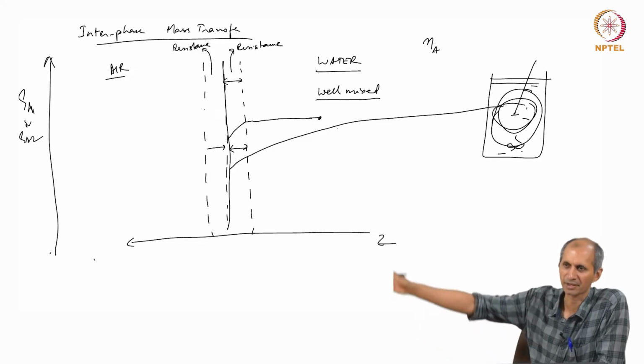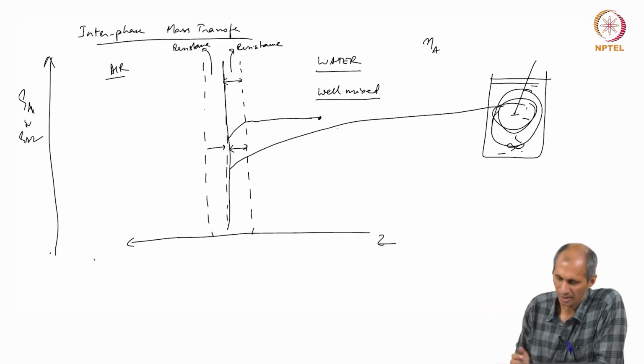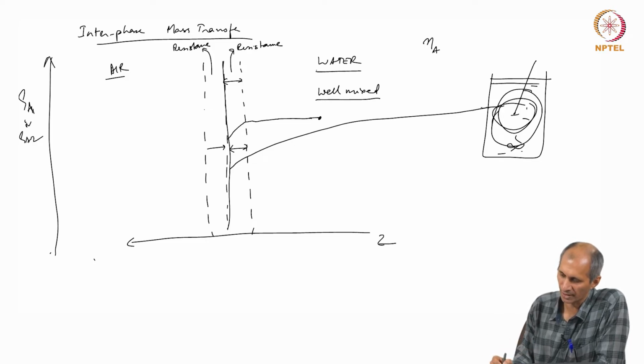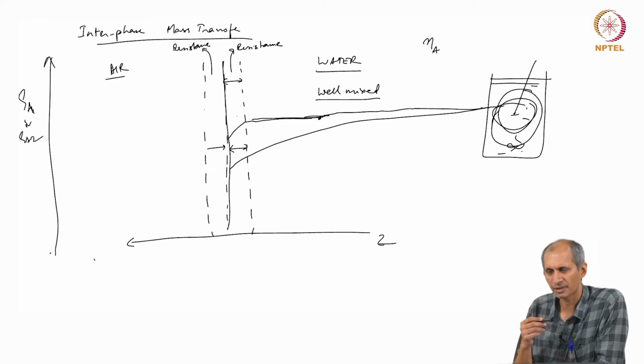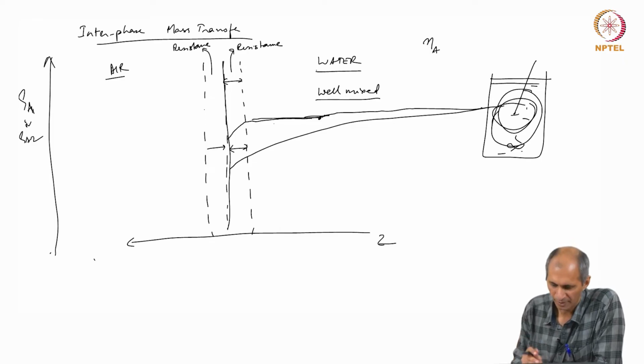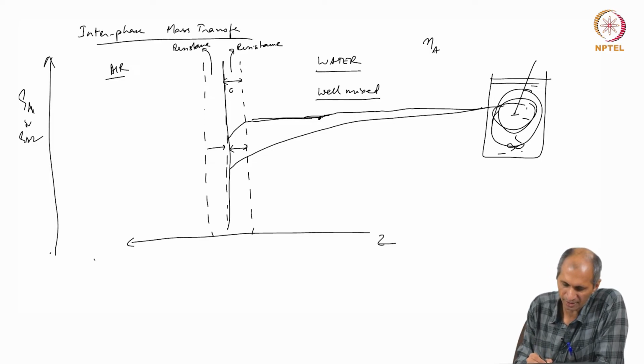The gradient may extend to a long distance. But if I stir the water very well, I can keep getting a constant value closer and closer to the interface. If I keep on stirring very hard, there is a limit to it. This distance, let us call it delta. This delta keeps reducing as my mixing efficiency increases, but at some point it will stop.